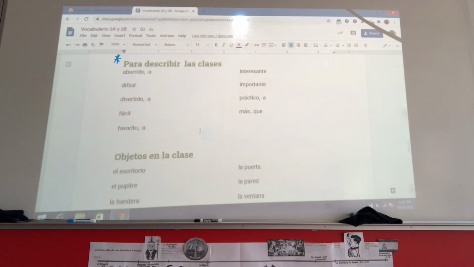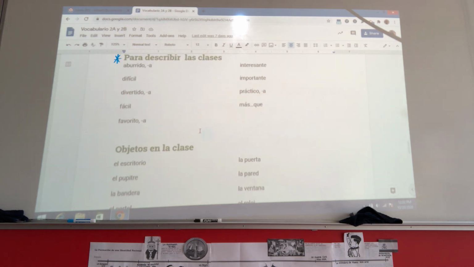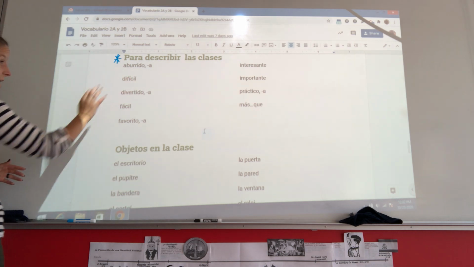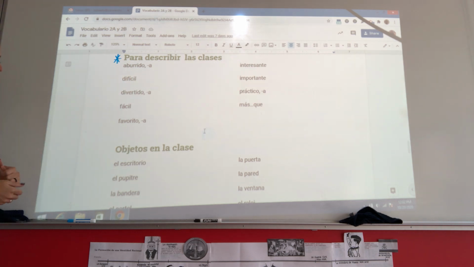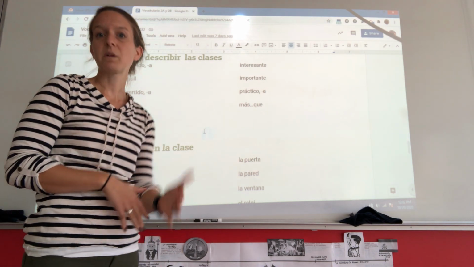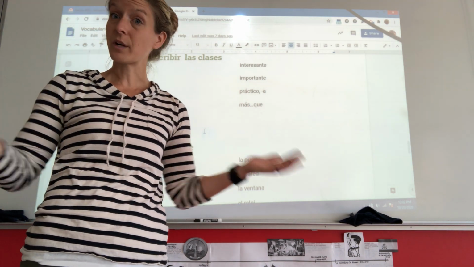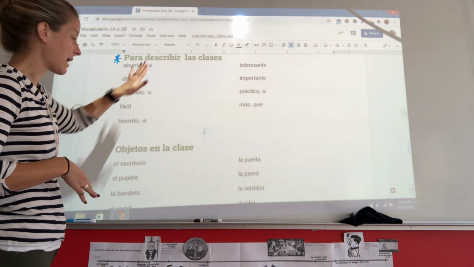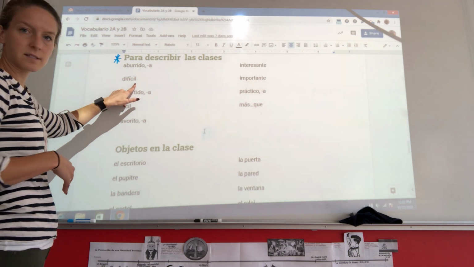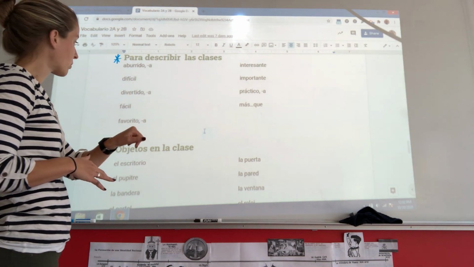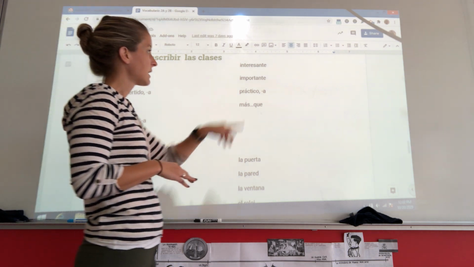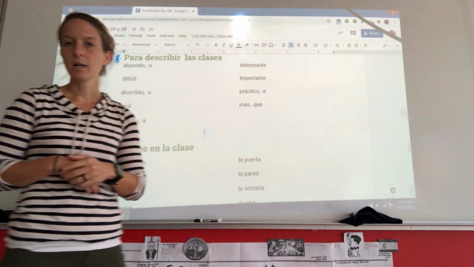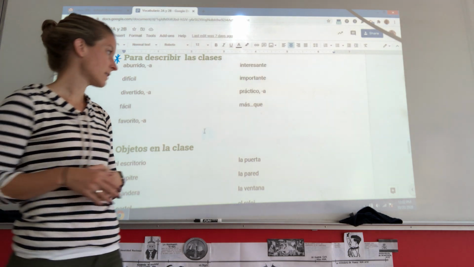Para describir las clases. Esas son palabras para describir las clases. So we're describing classes. Here are some words. It's la clase. When we describe, our adjective has to match in number and gender. That's why we have some endings, aburrido and aburrida. Remember, if it ends in a consonant, it can be for either one. If it ends in an E, it can be for either one. So we're fine with la clase to describe that.